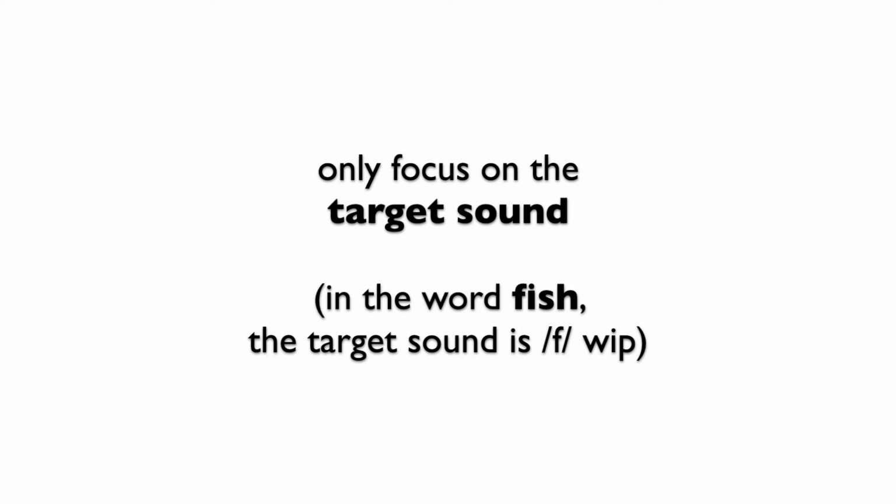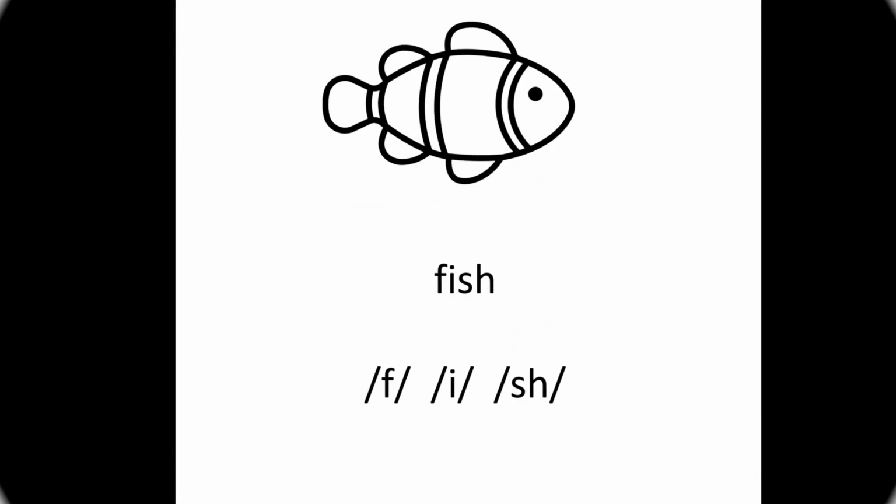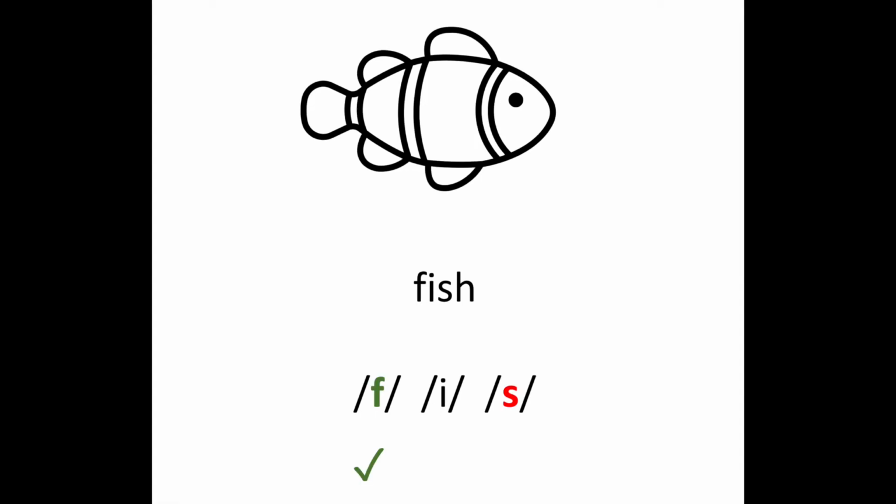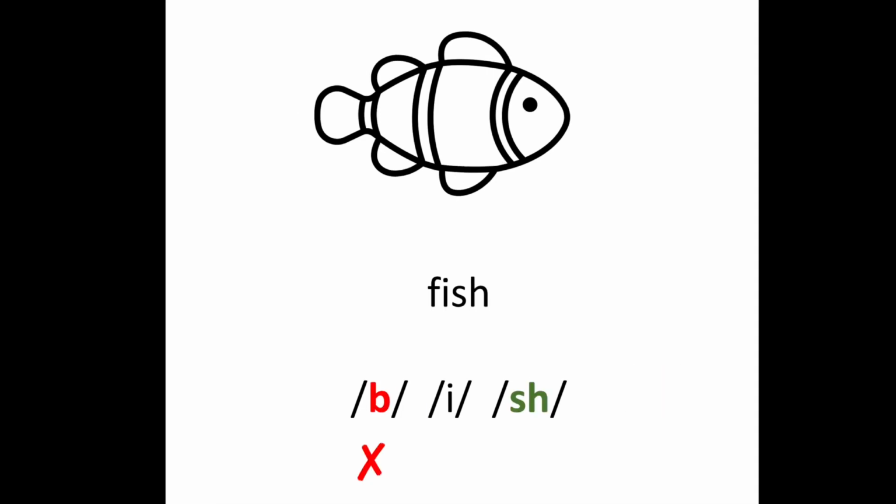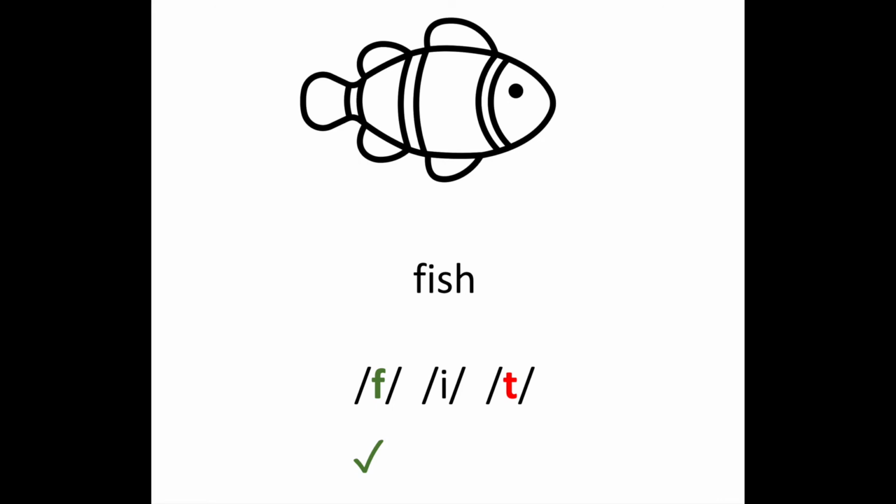So if we are looking at the word fish and we're thinking about the f in word initial position, if the child says fis, we're going to mark it as correct. If they say bish, we're going to mark it as incorrect. If they say fit, we're still going to mark it as correct because we got the initial f.